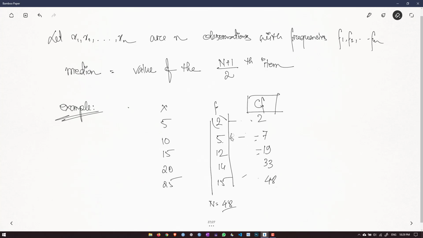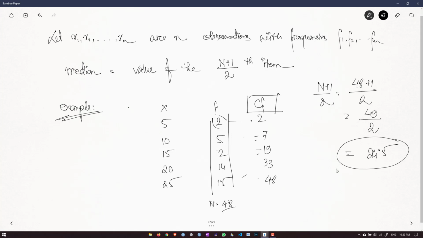So now we will find out what is n plus 1 divided by 2, right? So n plus 1 divided by 2 will be 48 plus 1 divided by 2, that means 49 by 2, which is equal to 24.5, right? So now this is the value of n plus 1 divided by 2.